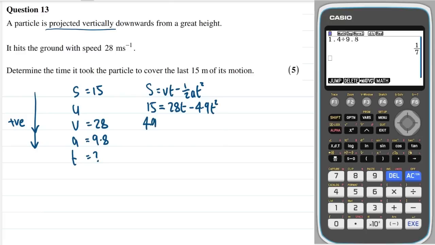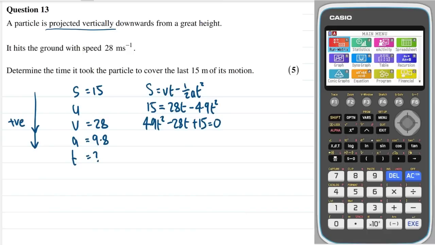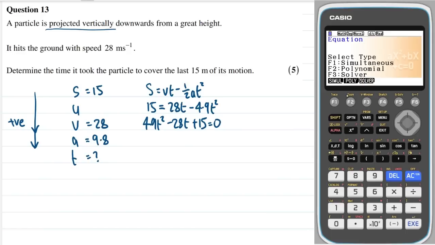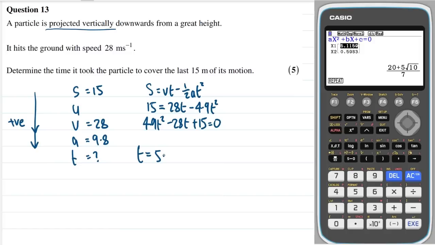Okay, so this gives me 4.9t squared minus 28t plus 15 is equal to 0. So I go into my equation solver, polynomial, degree 2, and we want 4.9, minus 28, plus 15. And we get two positive values. So we get t is equal to 5.116, or we get t is equal to 0.598.